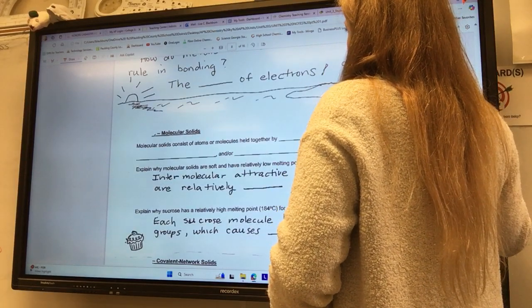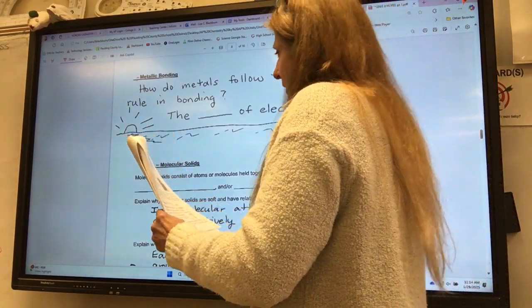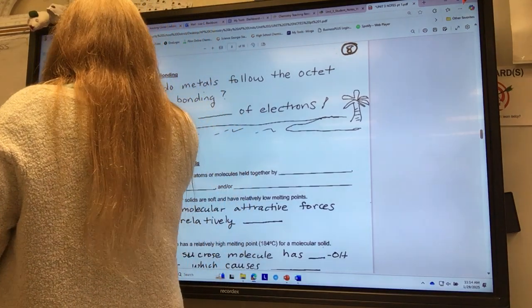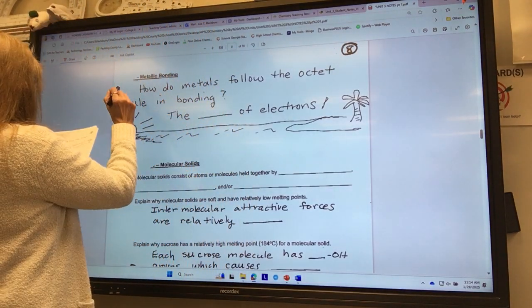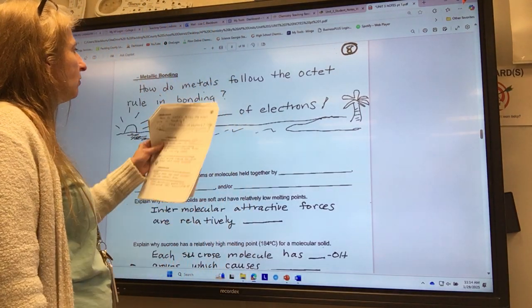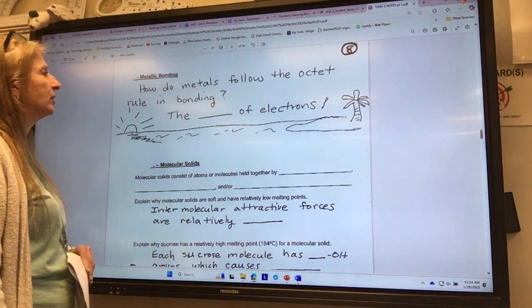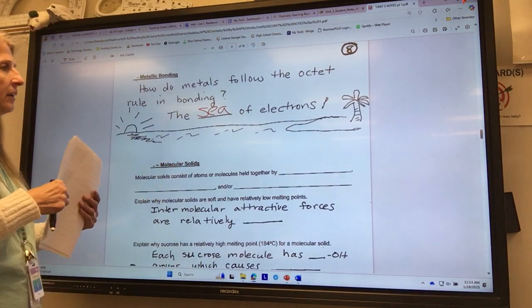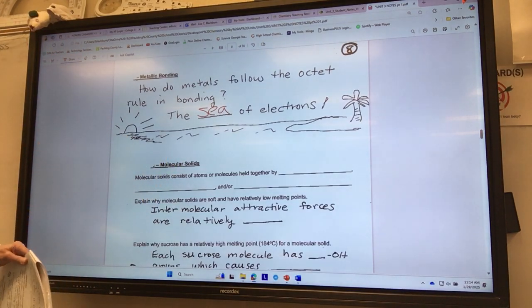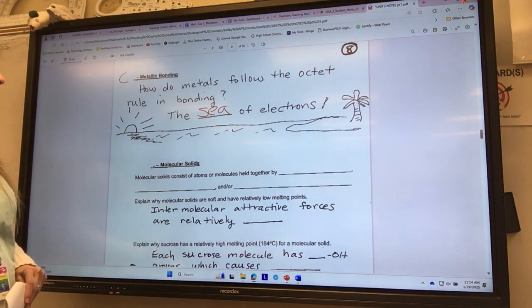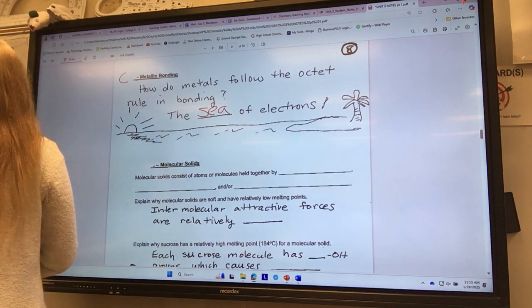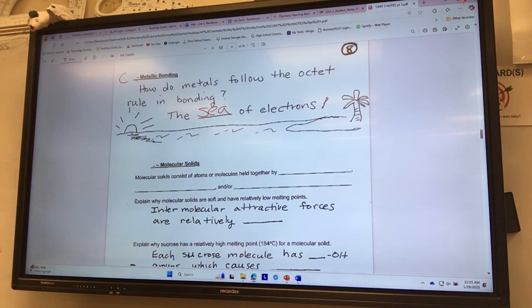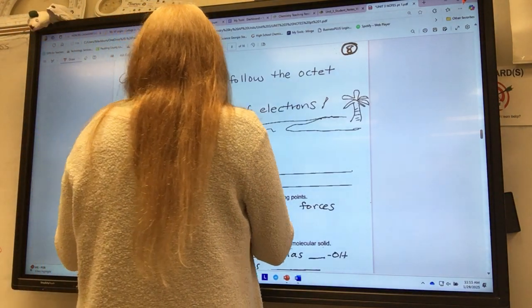Our next kind of solid we talked about before, but I put it on here, is metallic bonding. How do metals follow the octet rule in bonding? They're in the sea of electrons, okay? So that's why I sort of abbreviated that a little bit. So we'll call that C, metal bonds. And so when you've got this sea of electrons going by, they feel like they have 8, because 8 are going by.